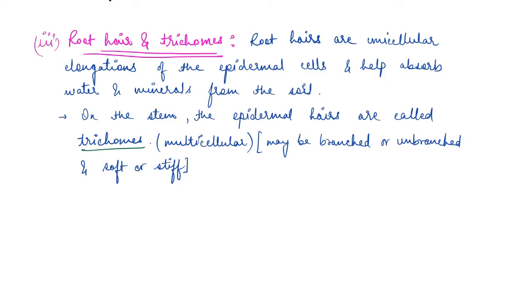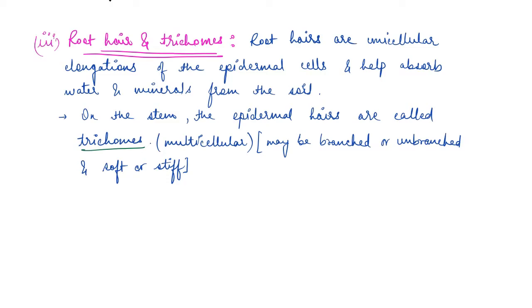If they are present on the stem, they are known as trichomes. Now, in the case of trichomes, these are multicellular. Remember that the trichomes of the shoot system are multicellular, but the root hair are unicellular. Now, these trichomes may be branched or unbranched, and they may be soft or stiff as well. And sometimes they can even be secretory, they might have secretions.